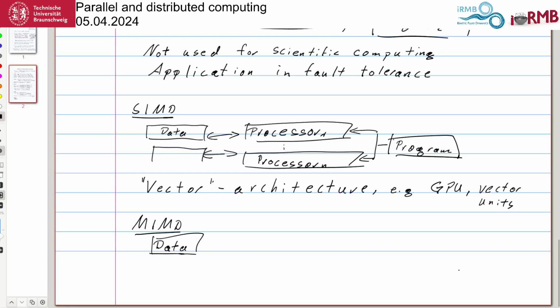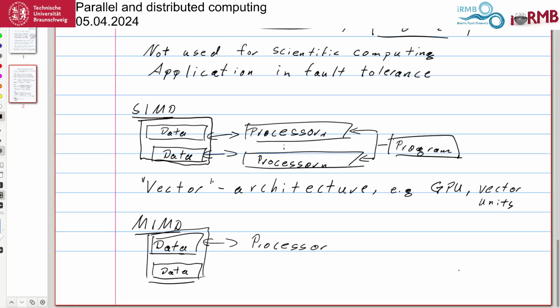Okay, let me correct this. Because yes, they may be in the same memory, of course, but the data is separated. I misdrew this. So the same here: we have multiple data, and this multiple data can still be accessed together. I put a box around this to make it clear. Processor 1 and processor N.